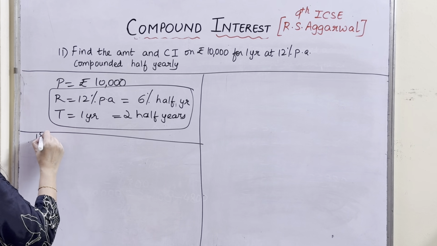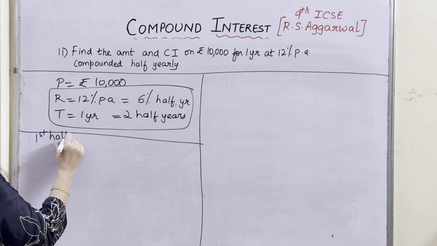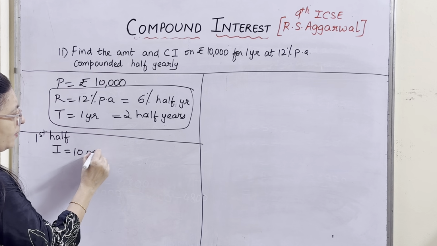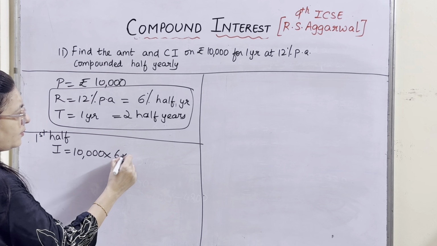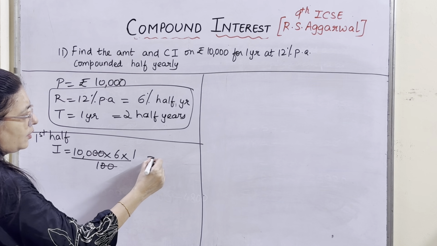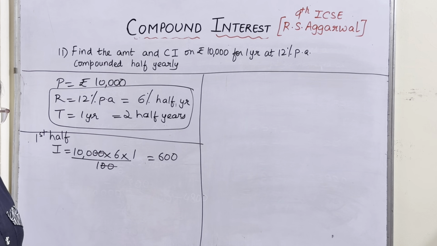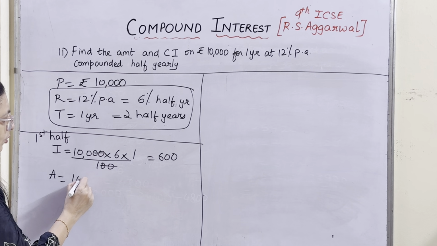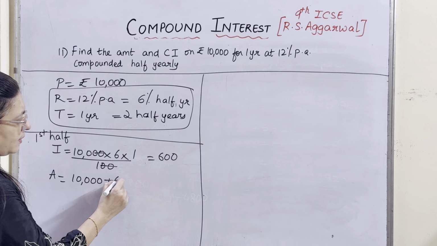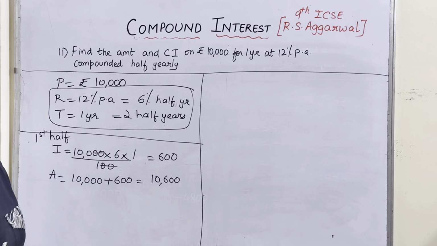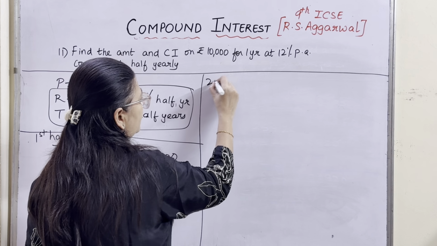So for the first half, not for 1 year, for the first half interest is 10,000 rupees, rate is 6%, time you will take it as 1 upon 100, zeros cut, so it is 600 rupees. What is the amount? Amount is principal plus interest, so 10,000 rupees plus 600, which will be rupees 10,600. Yes, is it clear? Come on, now let's find for the second half.